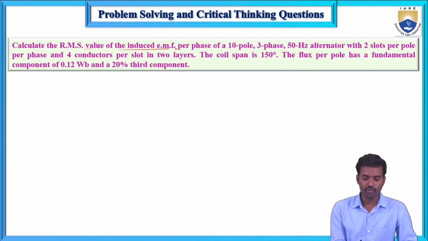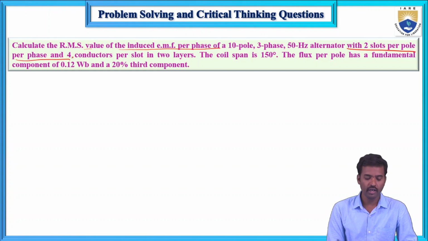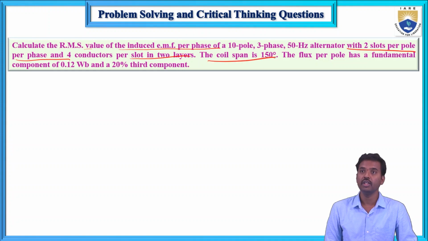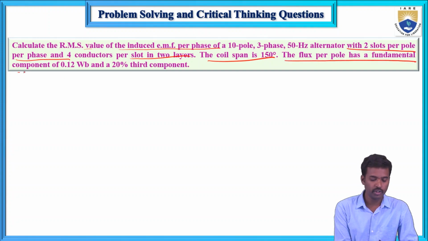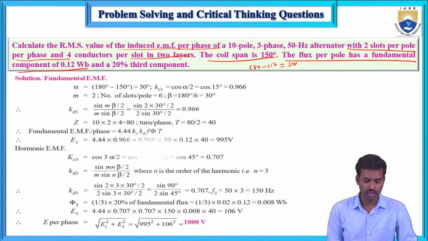Calculate the RMS value of induced EMF per phase of a 30 pole, 3 phase, 50 Hz alternator with 2 slots per pole per phase and 4 conductors per slot in 2 layers. The coil span is 150 degrees. Flux per pole has a fundamental of 0.12 Webers with 20% third harmonic component. The coil span is 150, so alpha equals 180 minus 150, which is 30 degrees.